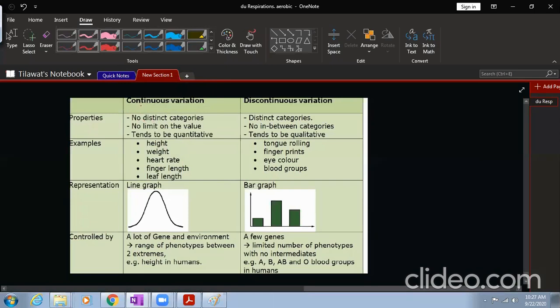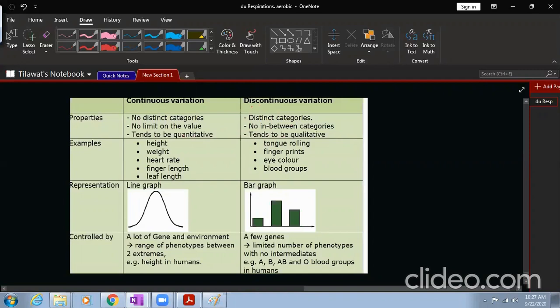All right, boys. So the first is continuous variation: no distinct categories, no limit on the value, and it tends to be quantitative. While in discontinuous variation, there are distinct categories, right? And no values between categories, like there is no value between two categories. It tends to be qualitative.